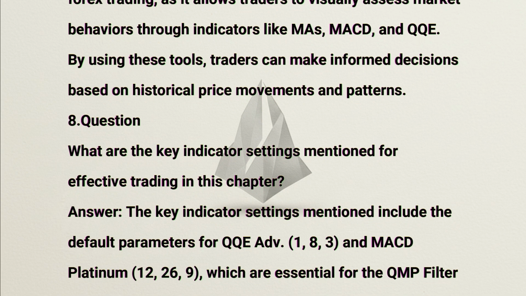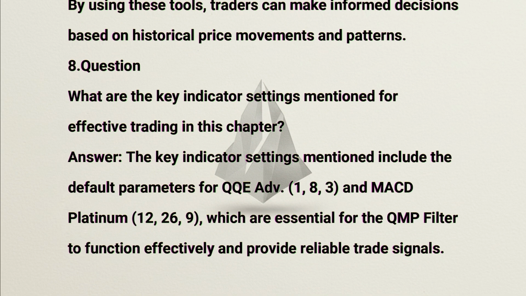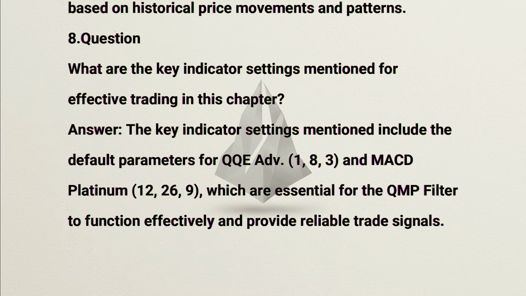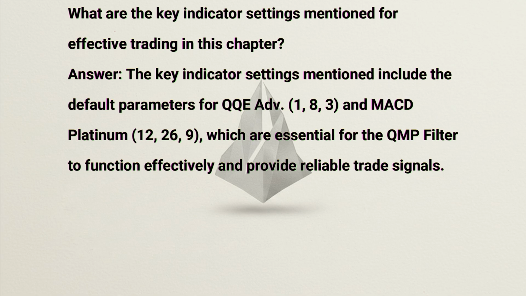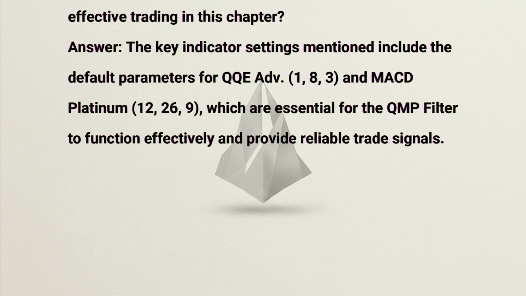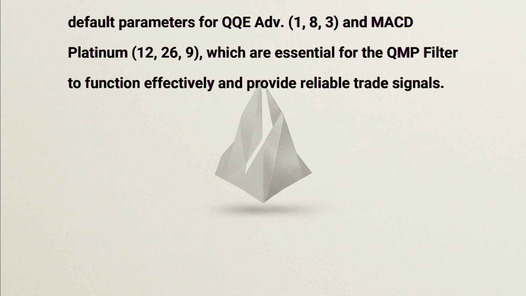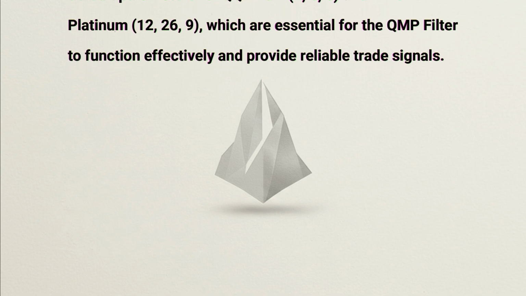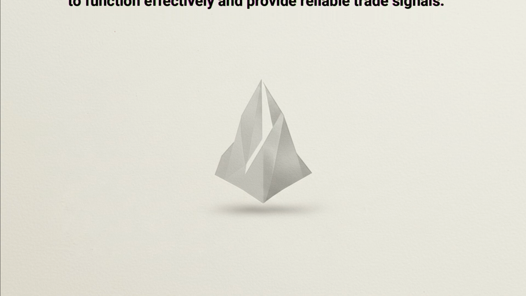8. Question: what are the key indicator settings mentioned for effective trading in this chapter? Answer: the key indicator settings mentioned include the default parameters for QQADV 1, 8, 3, and MACD Platinum 12, 26, 9, which are essential for the QMP filter to function effectively and provide reliable trade signals.